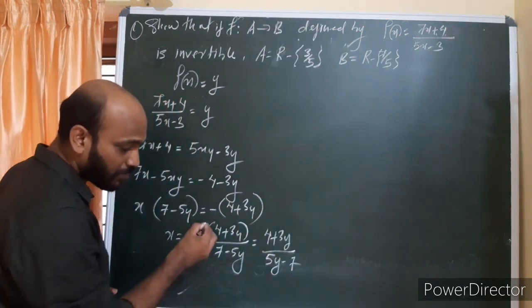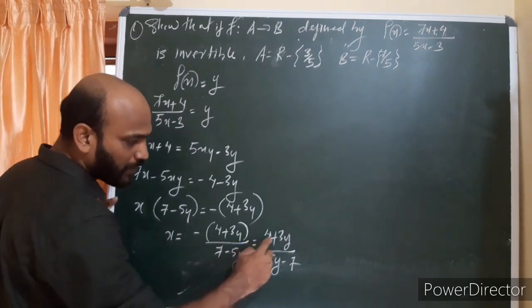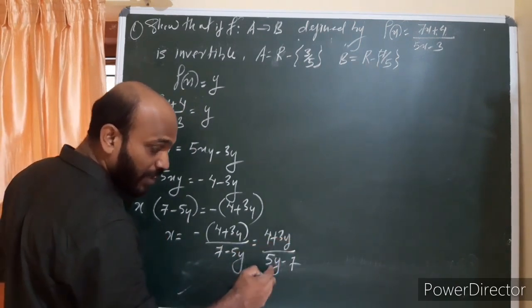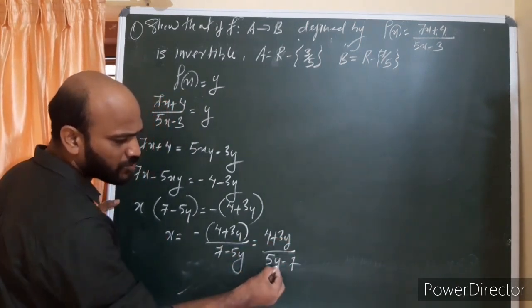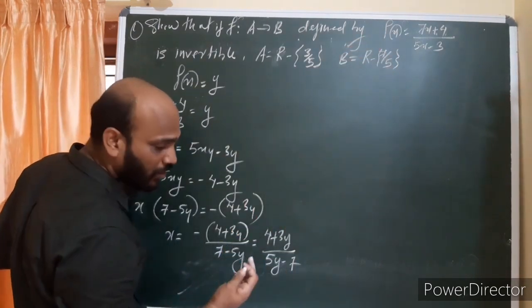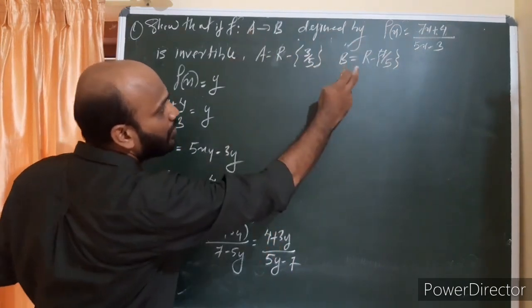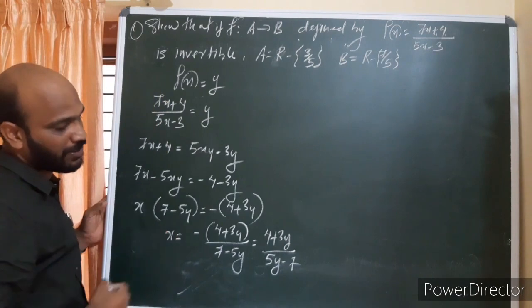Now we can multiply numerator and denominator with minus 1. So x equal to (4 + 3y)/(5y - 7). So y should not be 7/5. Right. If y equals 7/5, x is not defined. That is why the range equals R minus {7/5}.